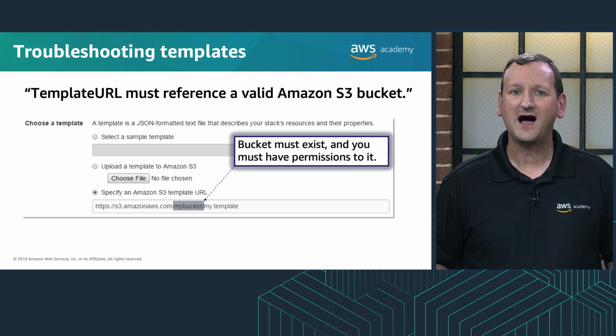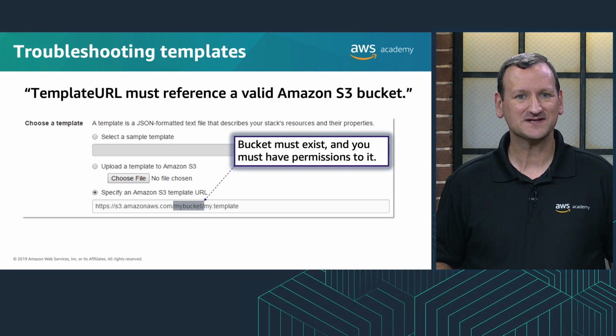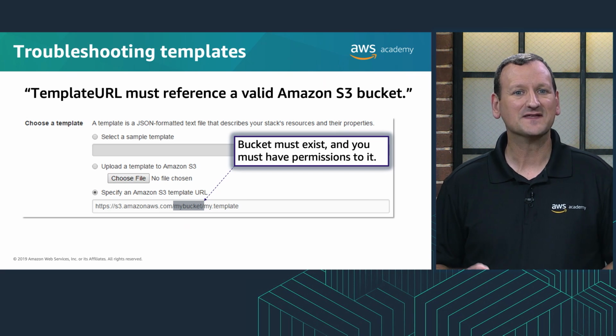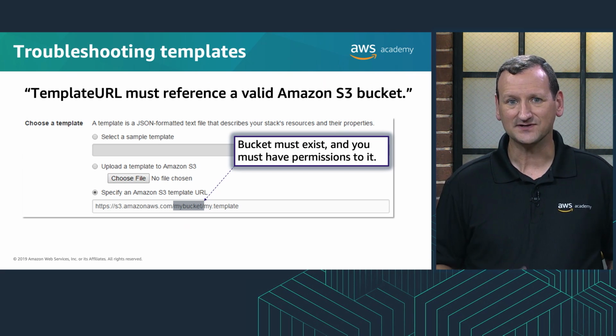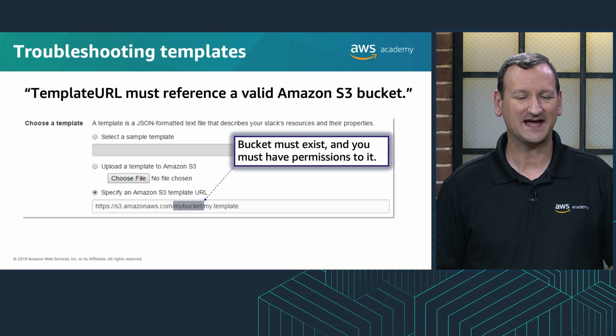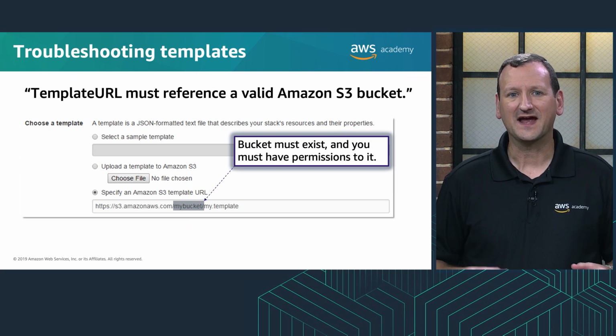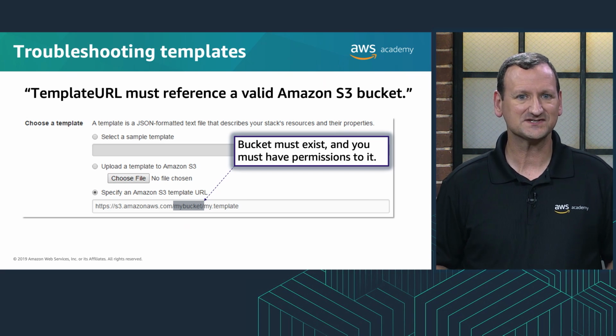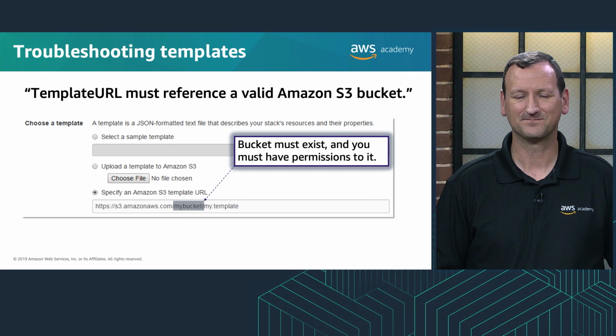It is common to store AWS CloudFormation templates on Amazon S3, and then specify the S3 location when you choose a template and run a stack. If you receive an error indicating that the template URL must reference a valid S3 bucket, confirm that the bucket exists and that you have permission to access it.